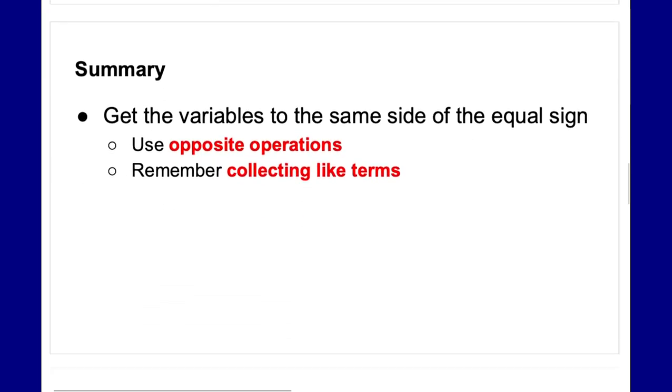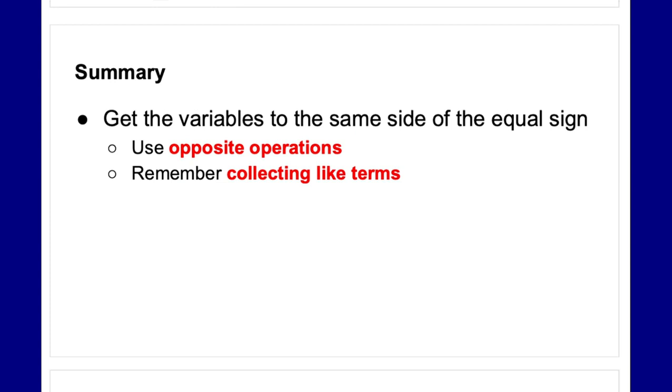Now, two things we want to keep in mind as we go through. Still with the opposite operations. And the main thing when we're dealing with multi-step equations, we want to get the variables to the same side of the equal sign. So we want to make sure that all our variable terms are on one side of the equal sign. We got to make sure we use opposite operations so I can cancel out variable terms just like I would any other term. And we have to remember collecting like terms. And we'll talk about that when we go through some examples, but we want to make sure that we remember collecting like terms.